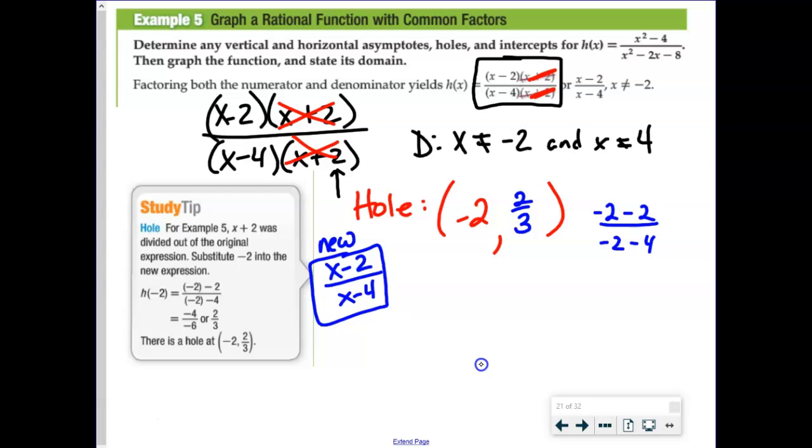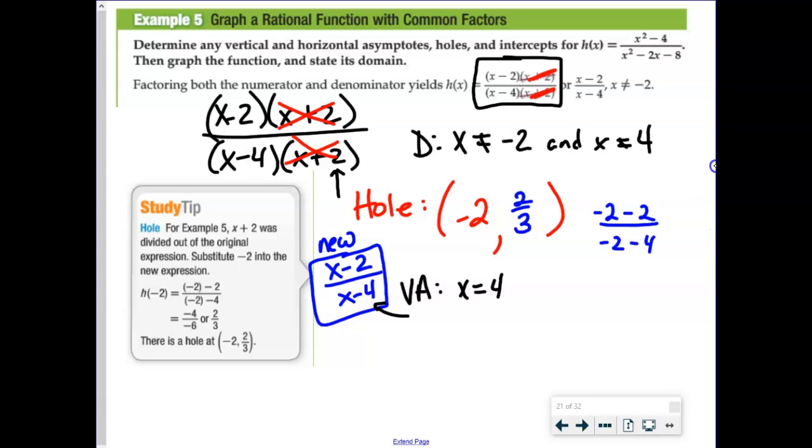All right, so from here on, you guys can use this new little blue version of the rational. Don't go back to the original. What's next? Vertical asymptote? All right, so vertical asymptotes are found by taking your denominators and setting them equal to 0. But I'm going to refer to this new one, because if I go back to the original one, I'm going to get confused, and I'm going to say that there's a hole and a vertical asymptote at -2. And that's not true. So there's a vertical asymptote at x equals 4.